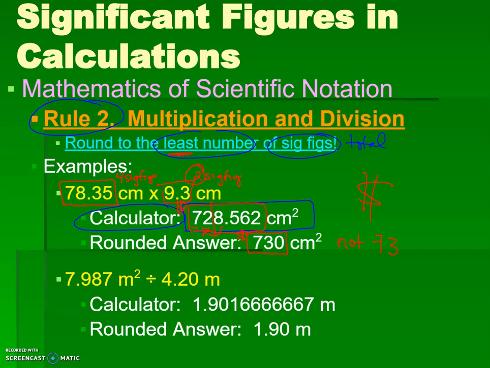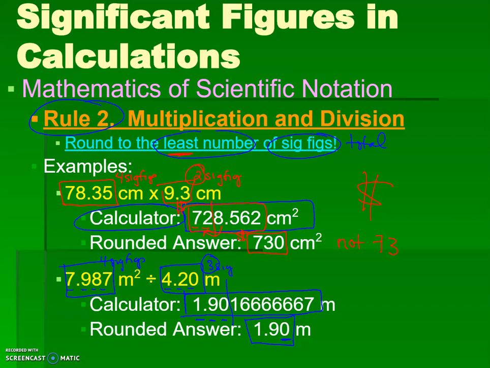For the other value, when you're dividing, 7.987 meters squared divided by 4.2 meters in your calculator. Ooh, look at all that calculator vomit that comes out. But try it, put it in your calculator. And then you see this one has 1, 2, 3, 4 sig figs. This one has 2 sig figs. So this is the least number of sig figs. So you're going to make your answer be 1.9. And again, that last 0 is significant as per my last video.